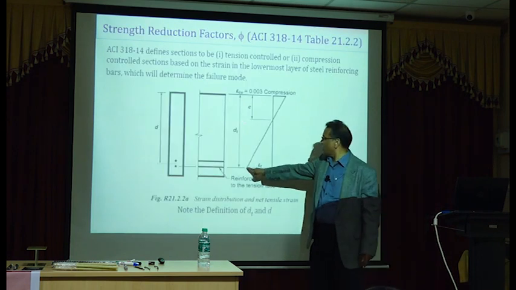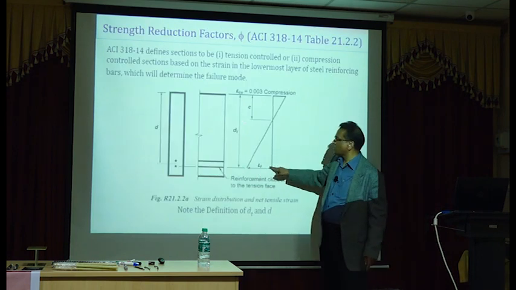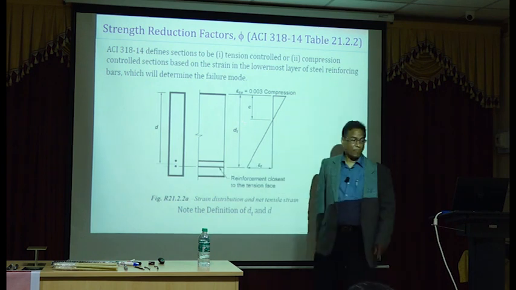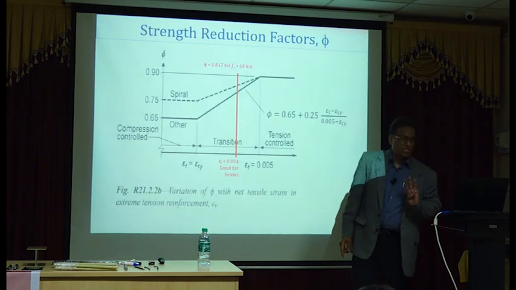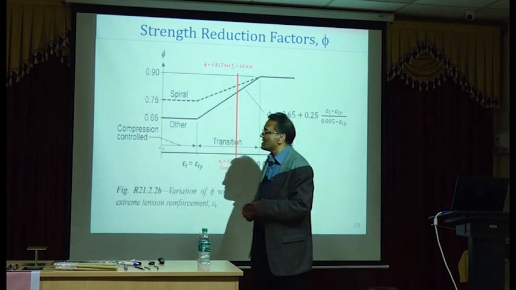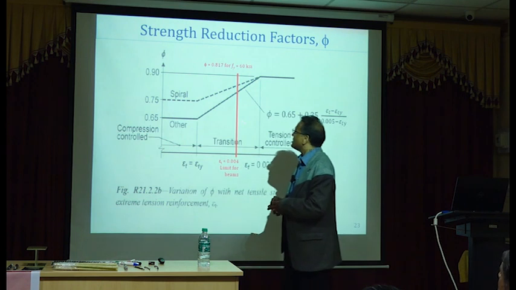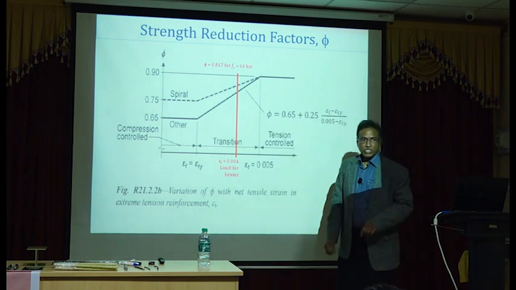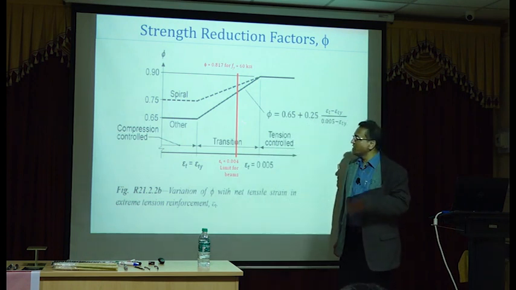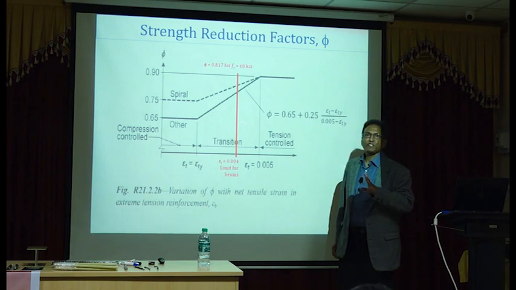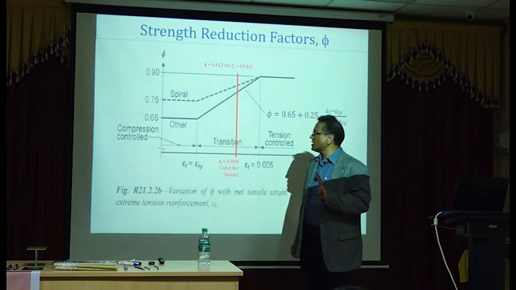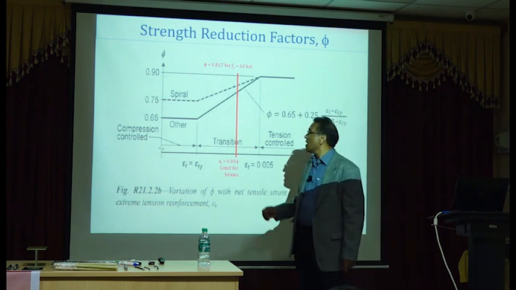I'm going back one more time. Here, this strain is epsilon t at the level of the bottommost layer of steel. Now I'll introduce you to 3 things. One is what's known as the compression controlled condition. The other one is the tension controlled condition. The third one is the maximum reinforcement requirement. So there are 3 strain limits actually ACI tells us to use.